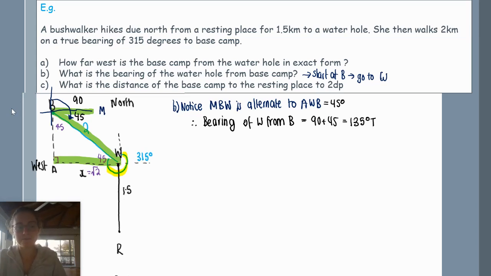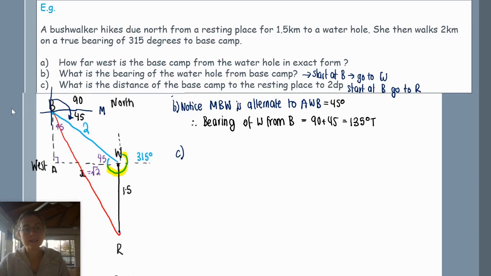Okay, last one. Let's spice this up just a little. What is the distance of the base camp to the resting place to 2 decimal places? So this is the direct distance. So let's let BR equal some variable y, and I've got to find that length y in kilometers.